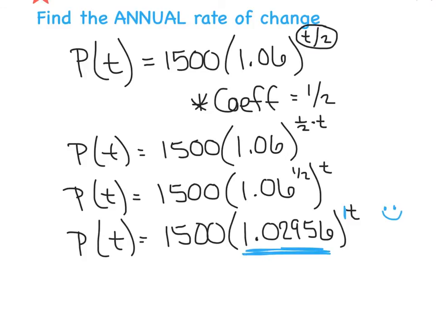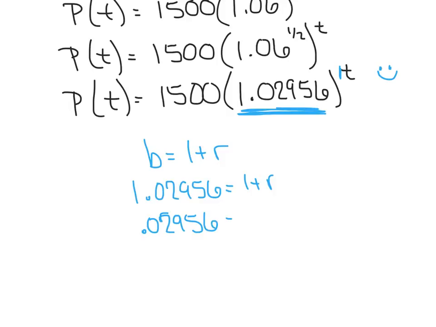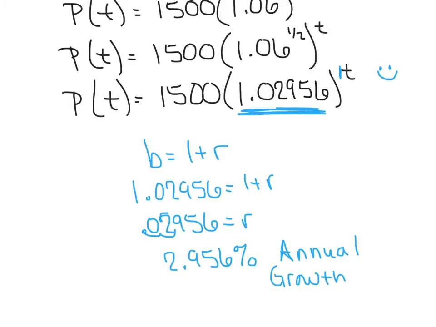Remember earlier we said b is 1 plus r. So I know that 1.02956 is equal to 1 plus r. And subtract the 1 from both sides. 0.02956 is my r value, or my growth factor. Move the decimal place twice, and I can say 2.956% is the annual growth rate for this particular population. Emphasis on what? Yeah, you got it, the word annual.